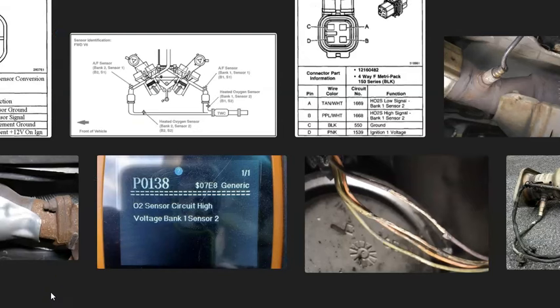And so that's basically it. I just want to give a basic overview of how you go about fixing a vehicle with the P0138 code.